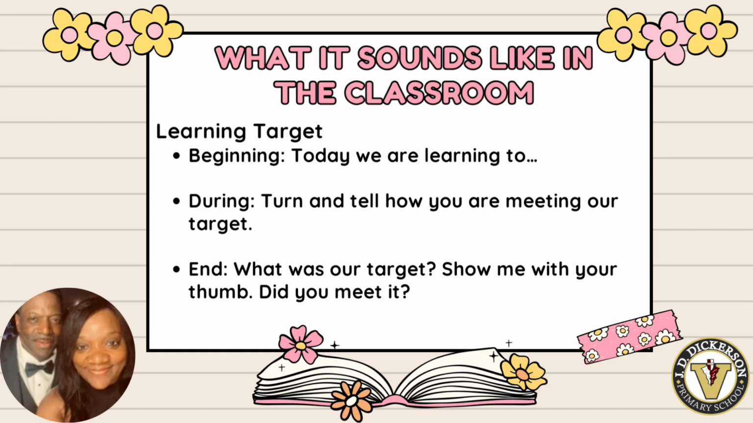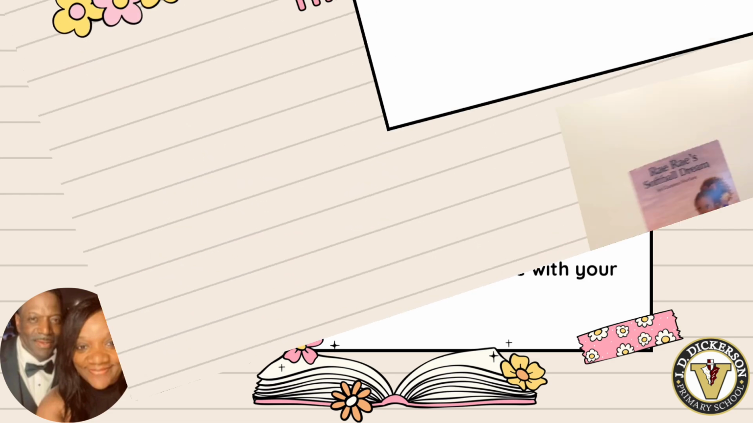And we've talked about this a little bit before. During that lesson, you can have them turn and talk. Remind them what their expectation is and have them turn and talk about that during the lesson. And then at the end of the lesson, what was our target? So you remind them, what were you supposed to be able to do? Have them write it down or draw a picture at the end, or even tell you what it was.